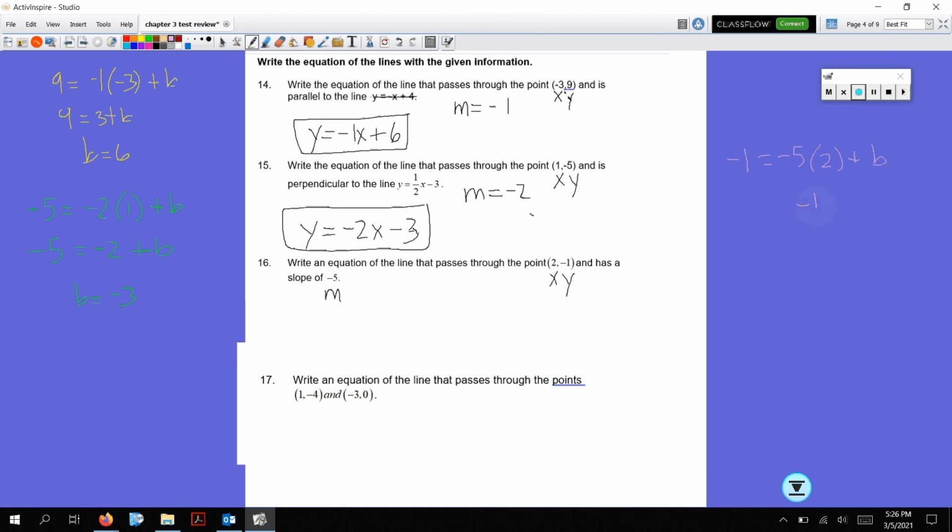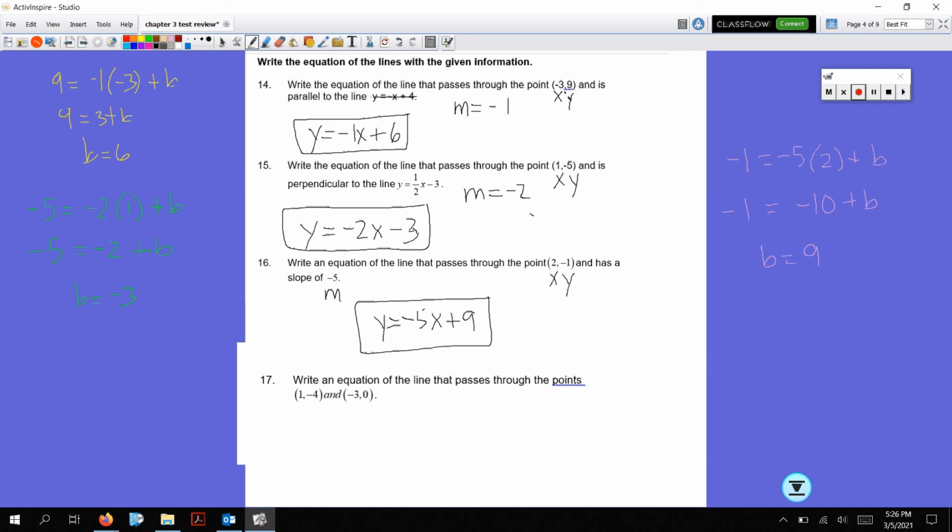-5 times 2 is -10. When I add 10 to both sides, that gives me b equals 9. Lovely. All right, we just put it together at that point. Y equals -5x plus 9. A wonderful equation. All right, last one on this slide here.